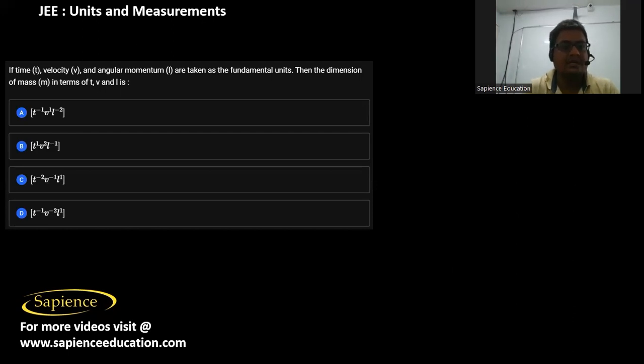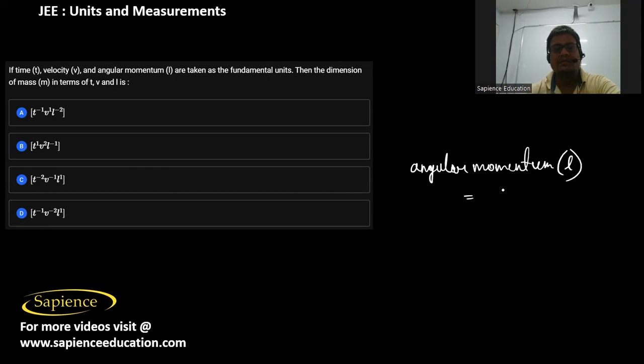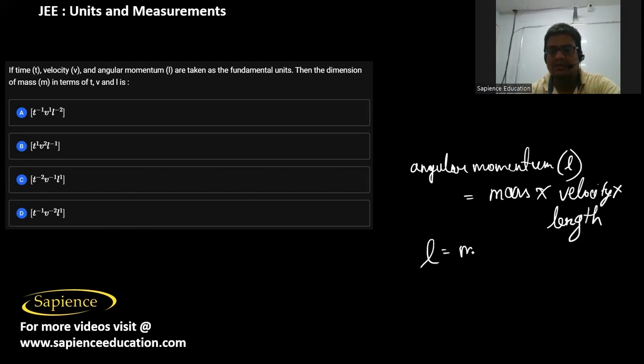Then here it is told if time t, velocity v, and angular momentum L are taken as the fundamental units, then the dimension of mass m in terms of t, v, and L is. So as you know, angular momentum, that is L, is given as mvr. It means mass into velocity into the length from the axis of rotation. It means L equals mvr, I can say.